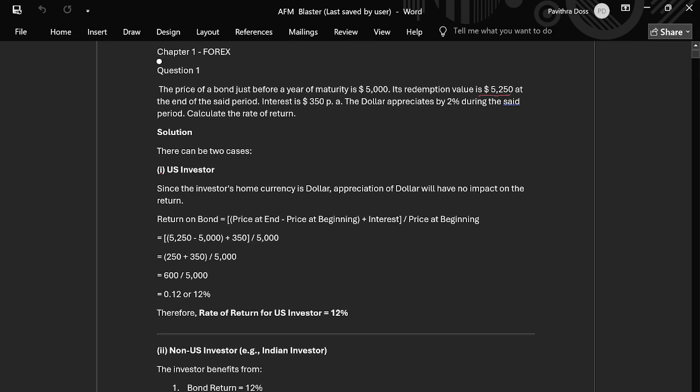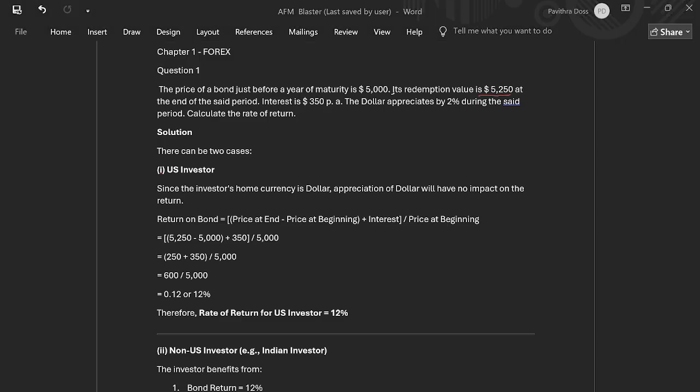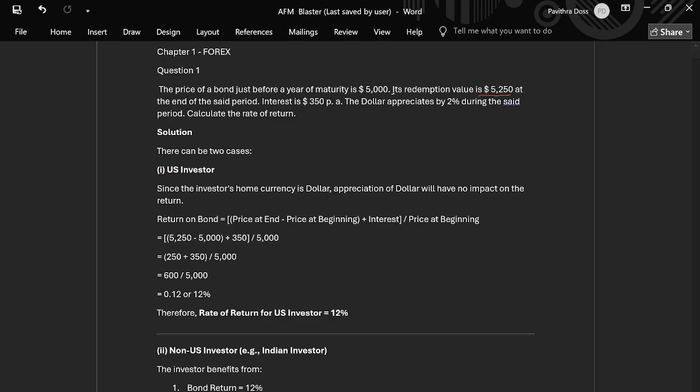The price of the bond before maturity is $5,000 and its redemption value is $5,250 at the end of the period. And the interest is $350 per annum. So this is what they have given about this particular bond. And the dollar appreciates by 2% during this period. Calculate the rate of return.